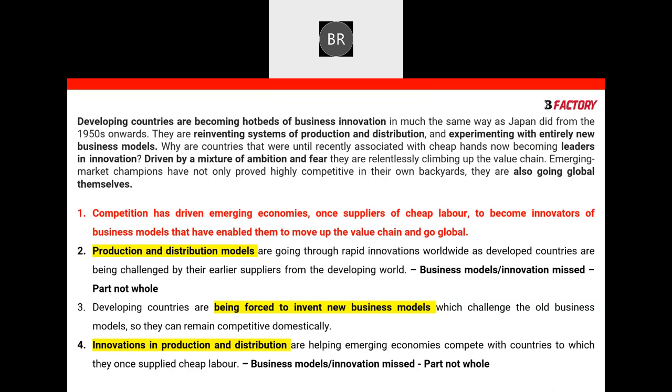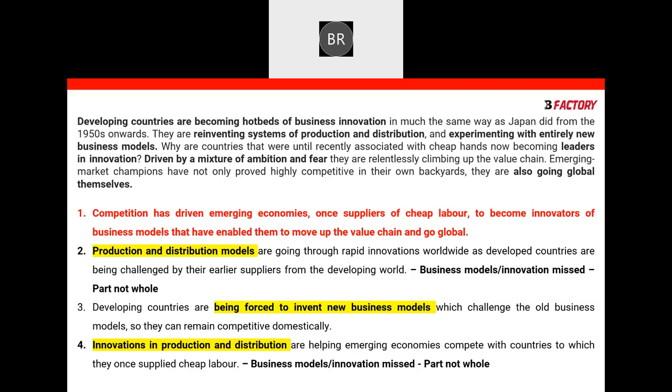Look at option three. It's saying so that they can remain competitive domestically. Look at the passage. It's saying they are also going global themselves. So it is not saying the same thing, so baat toh sahi nahi hai fir. Theek hai? Option number four: innovations in production and distribution are helping emerging economies compete with countries to which they supply labor. Yeah, it's very similar to option two, but this is not the main point. It's not covering the whole. It's just a part, right? The main part, where emerging economies, which were earlier suppliers of labor, are innovating in different ways and going global, is covered better in one. Hence, the answer is one.